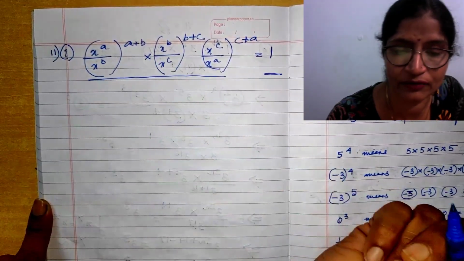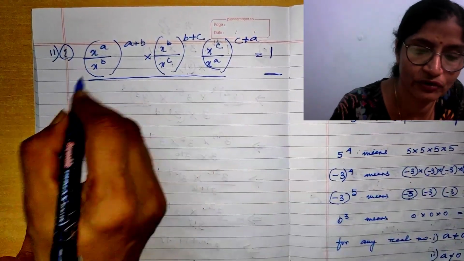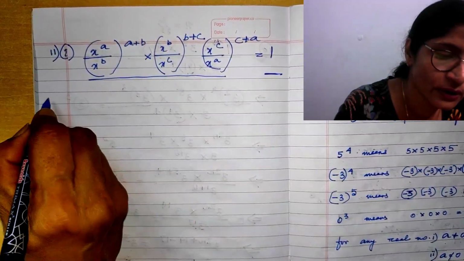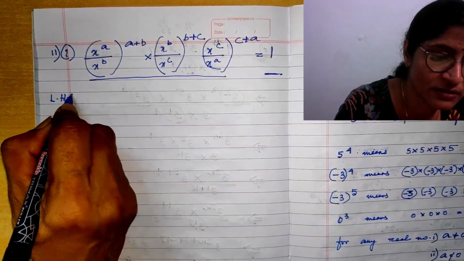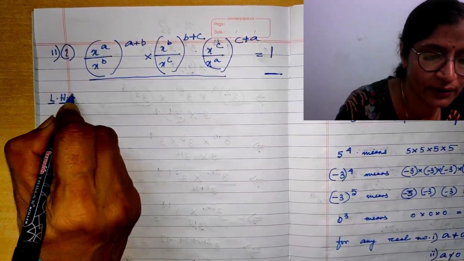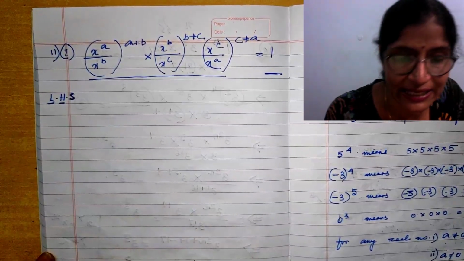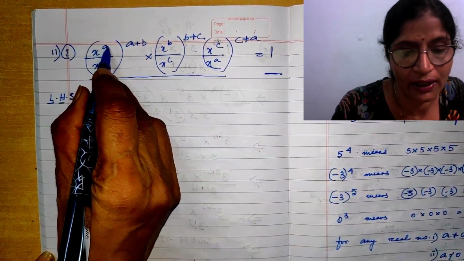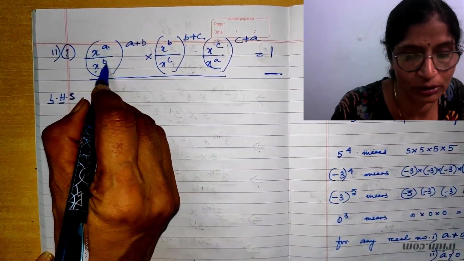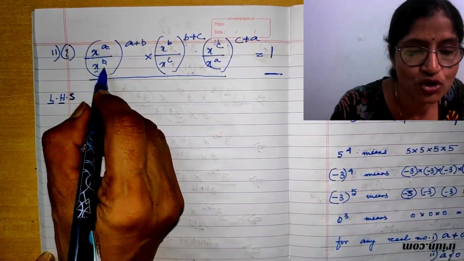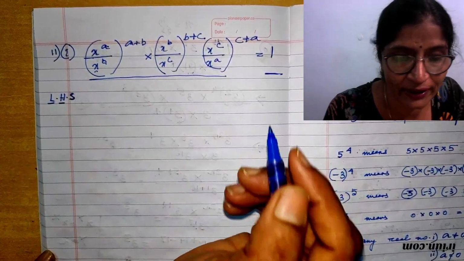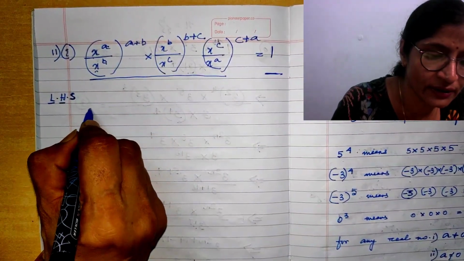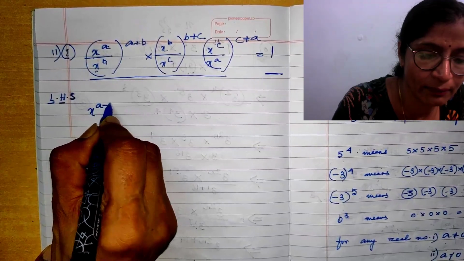So I will start from the left hand side. LHS means L for left, H for hand and S for side. Left hand side. So here x to the power a divided by x to the power b. The bases are the same, so powers will be subtracted. So I can write here x to the power a minus b.